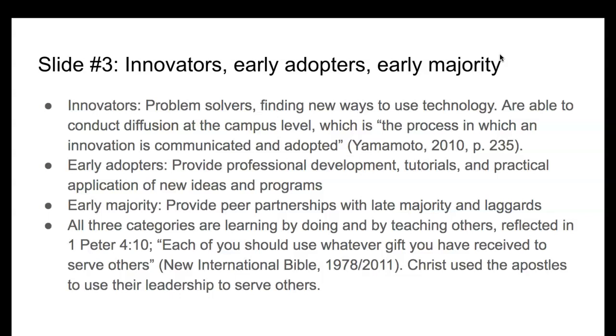The early majority is the next group. They are great resources to help provide peer partnerships with the late majority and the laggards. This group of people is excellent in order to help bridge the gap between the innovators who are ready to run with every new technology they encounter and the laggards who need a lot more time, assistance, and professional development in order to feel comfortable using these technologies.